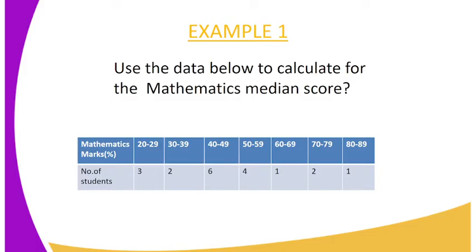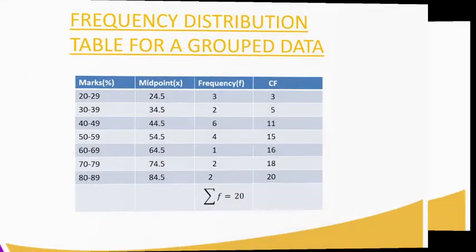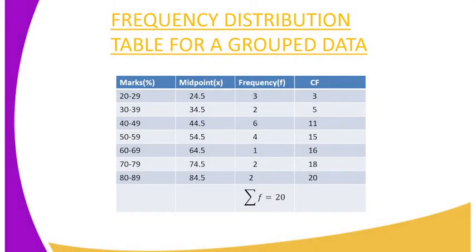And you are supposed to come up with a frequency distribution table. As you can see where it is presented here, the marks you put in the marks column, and the frequency you put in the frequency column, and the frequency represents the number of students, and the midpoint you come up with a column of midpoint, that is the second column.